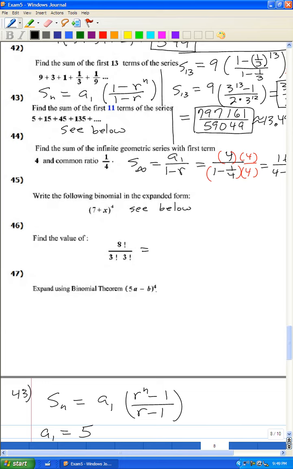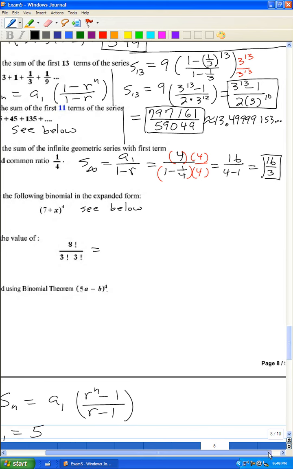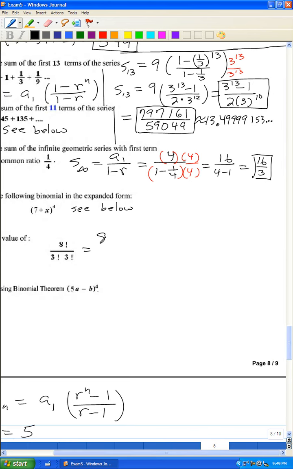46. And so 8 factorial is 8 times 7 times 6 times 5 times 4 times 3 times 2 times 1. 3 factorial, 3 times 2 times 1. 3 factorial, 3 times 2 times 1. So let's do some cancellations.